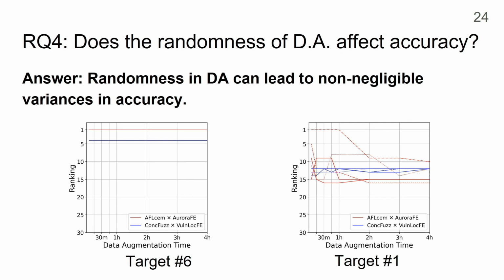The last research question is about randomness. We conducted the same experiment five times, and we found that in some cases randomness can affect the accuracy. While the left result was constant, the right result differs significantly due to randomness. So multiple measurements are needed for precise evaluations.